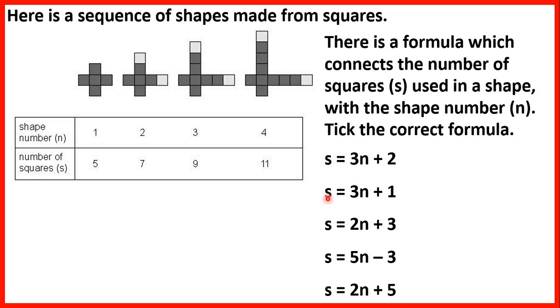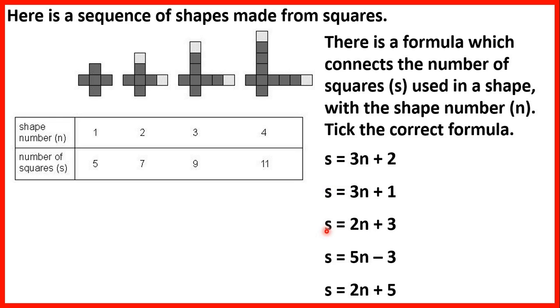So let's try the next one. That's 3n plus 1. So 3 times n plus 1. If n is 1, 3 times 1 is 3, plus 1 is 4, not 5, so we know that it won't be this formula either.